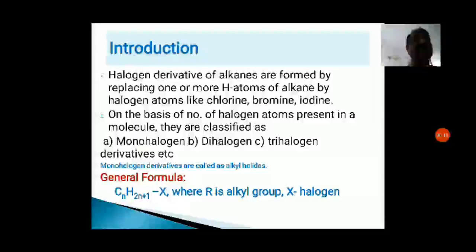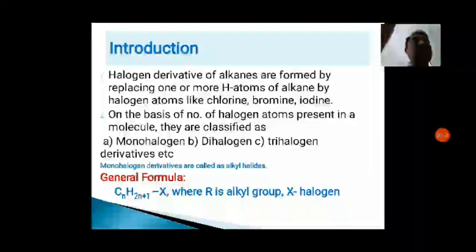Halogen derivatives of alkanes are formed by replacing one or more hydrogen atoms of an alkane by halogen atoms like chlorine, bromine, iodine. Now if we replace the hydrogen atoms from an alkane, then we get a halogen derivative. Now, on the basis of the number of halogen atoms present in the molecule, they are classified as monohalogen derivatives, dihalogen derivatives and trihalogen derivatives, etc.